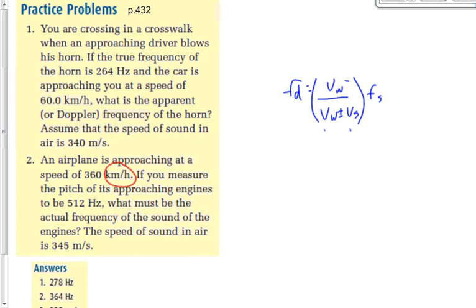All right, what do we got given to us here? The airplane is approaching us at 360 kilometers per hour. That means that we're going to say VS, the speed of the source, is 360 kilometers per hour. How do you convert that to meters per second?